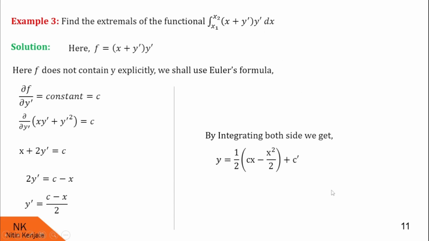I hope guys you understood all the three examples that I discussed in this video. In this video, I have discussed examples using only one Euler's formula. In my next video, I'm going to discuss examples taking second form of Euler's formula. Till then, keep practicing these examples.